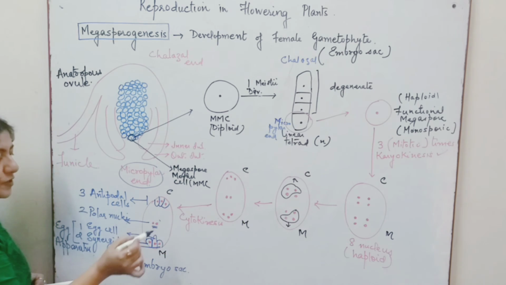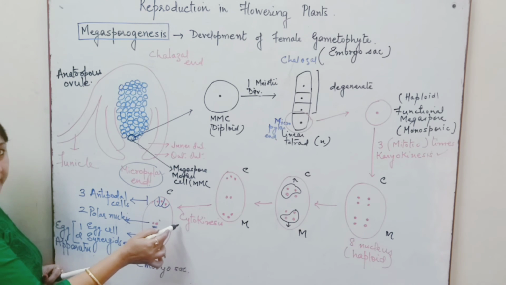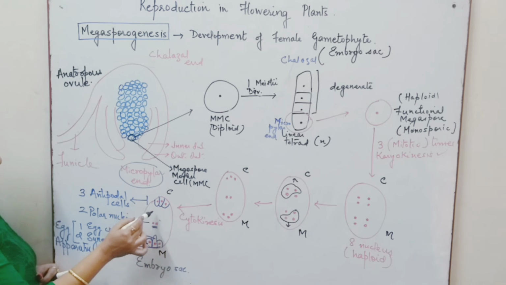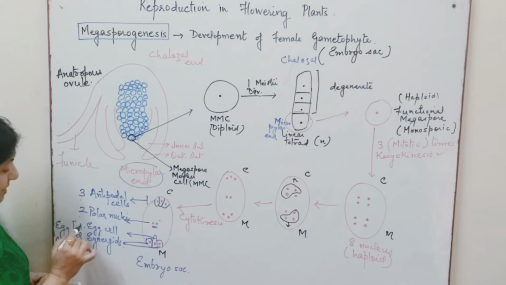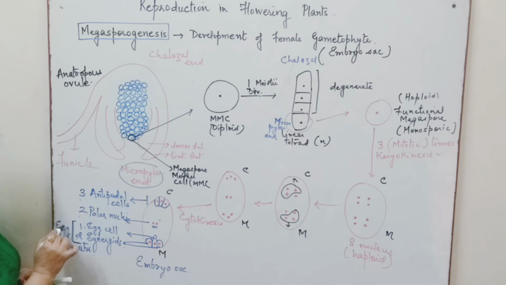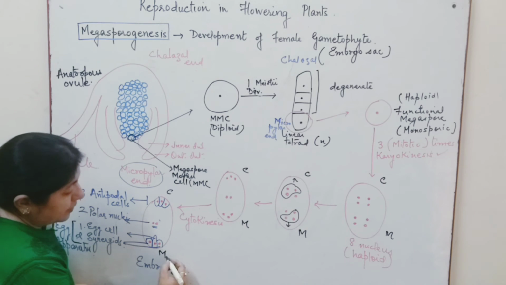Once they have moved, the formation of the cell wall takes place, that is the cytokinesis. And as a result, we have 3 antipodal cells, 2 polar nuclei and 3 cells, out of which one forms the egg cell and 2 are synergids. The egg apparatus is the term commonly given for them. Now this egg apparatus lies towards the micropylar end.